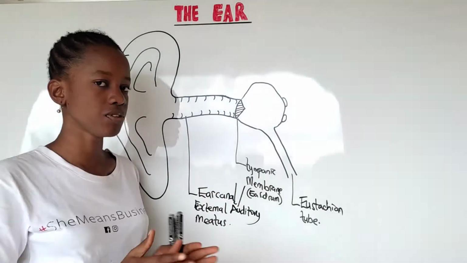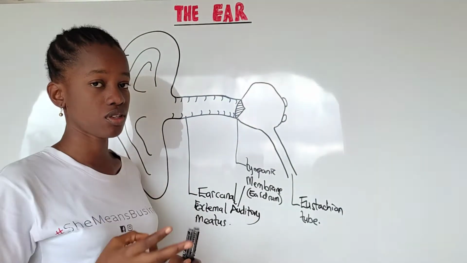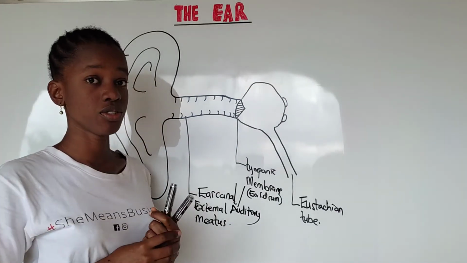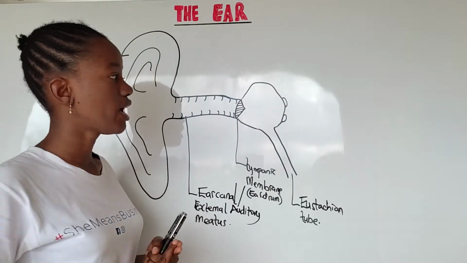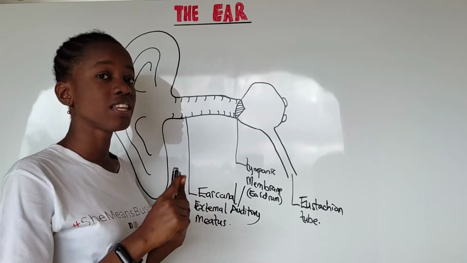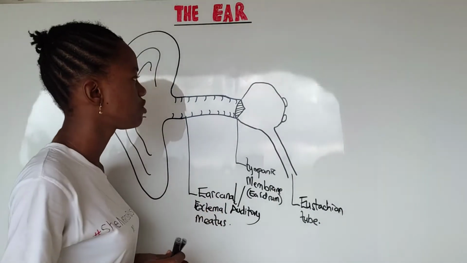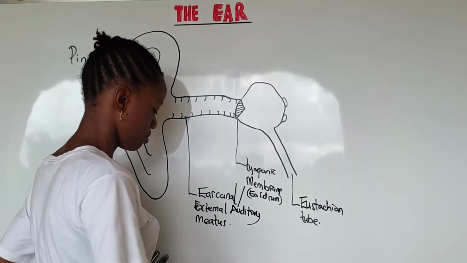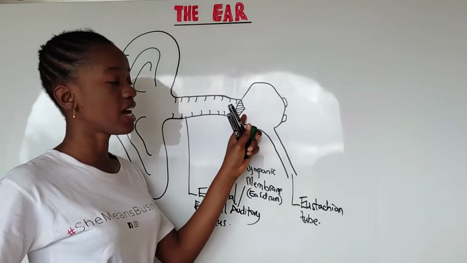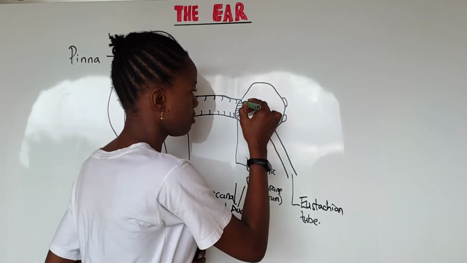Now we are going to draw the last part of the middle ear, and we're going to see that there are 3 bones in the middle ear. They are called the ear ossicles. They are small and light, the lightest bones in the body. There are 3 of them, and we are going to draw them now. First of all, we have one that is in contact with the tympanic membrane.